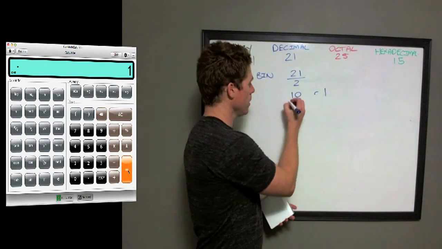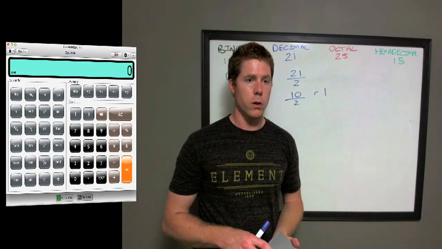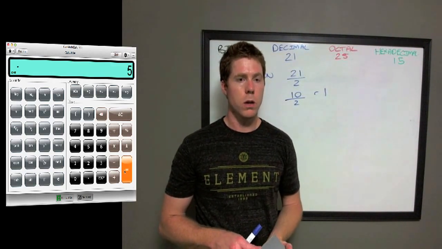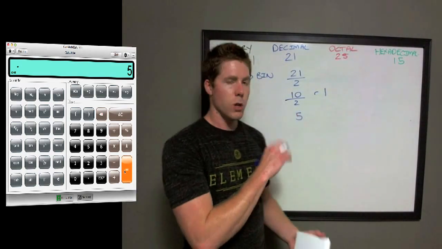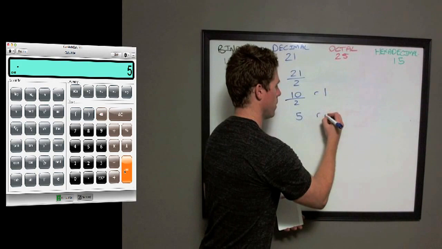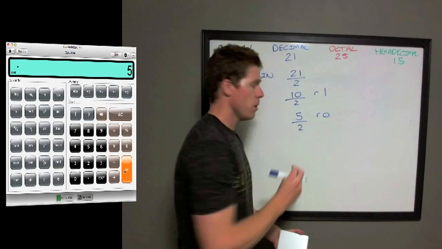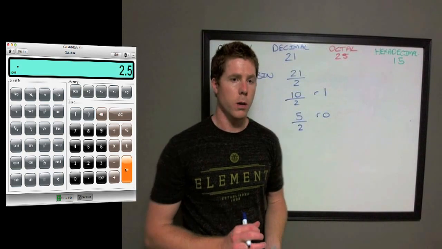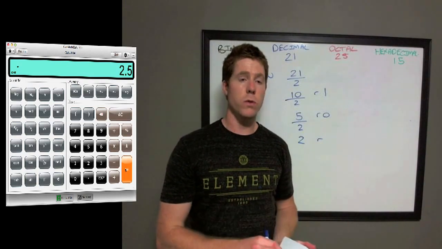Now we use this 10 and divide by 2. That should be nice and easy. 10 divided by 2, and we get the nice round number 5. So obviously it's going to have a remainder of 0 because 2 went into 10 5 times, remainder 0. And we just keep going until we get 0 on this side. 5 divided by 2, and we get 2.5, so we're going to get 2 remainder, and if you remember, 0.5 of 2 is just 1.